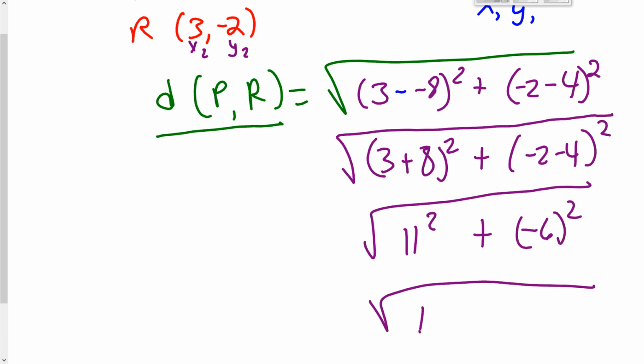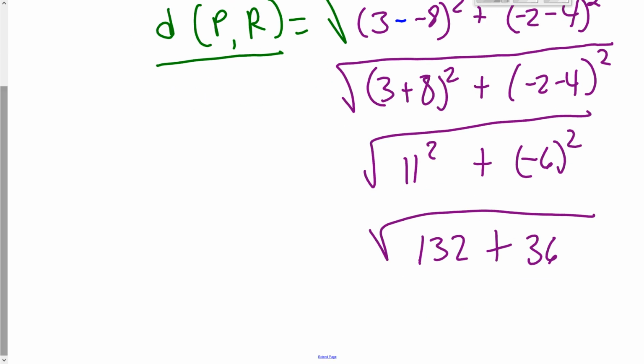So you get 132 plus 36. Add those together. We get what, 168. So square root of 168, and then we can break that down. Oh, oops, sorry. Not 132. 121, right? Yeah, 121. Oops. Go back to my pencil here. 121. So that's not 168. That would be, oops. Heck. That'd be 157. Okay, and then you could try to break that down.